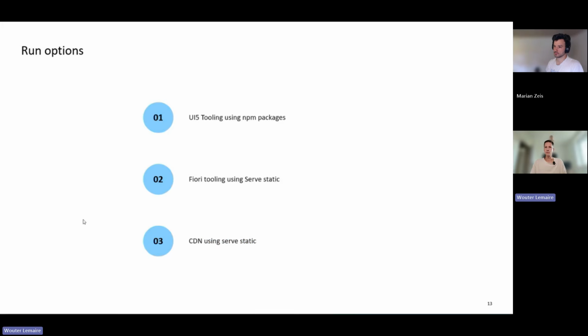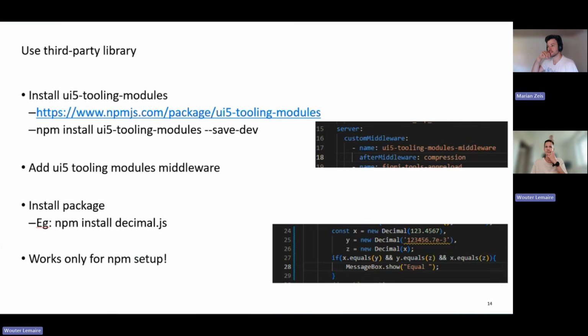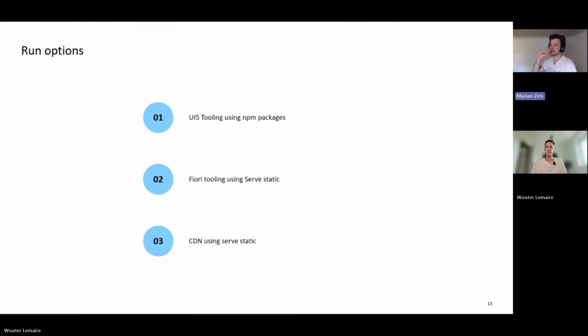To sum it up, Marian showed you the way forward using npm packages and dependencies. I also showed you the alternative using serve static, with the Fiori tooling and with the CDN. So depending on your setup, one of them can be used. Of course, the npm packages and dependencies is the way forward. Just you said you showed serve static with locals.